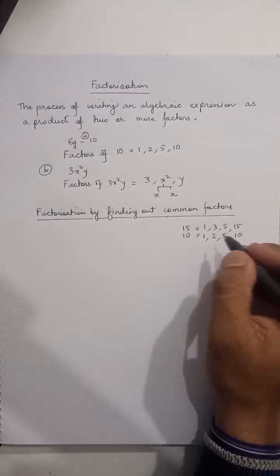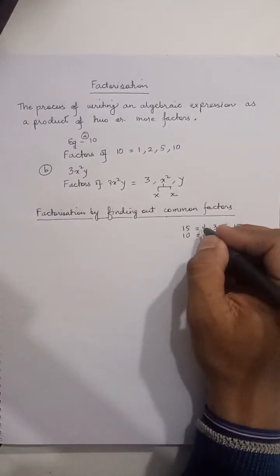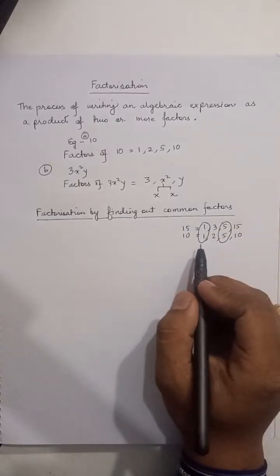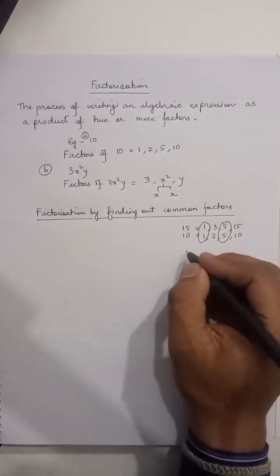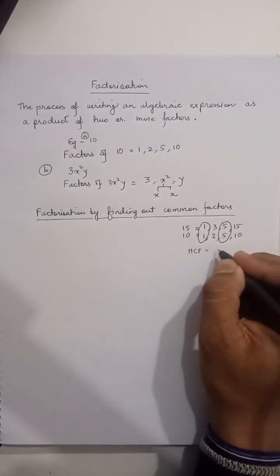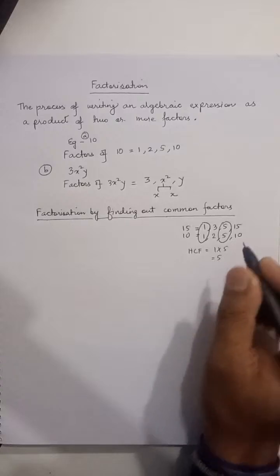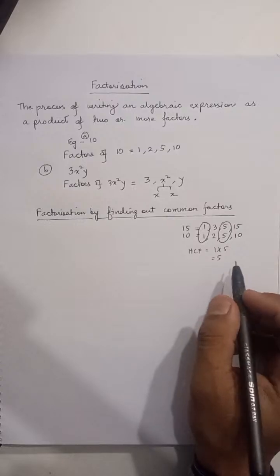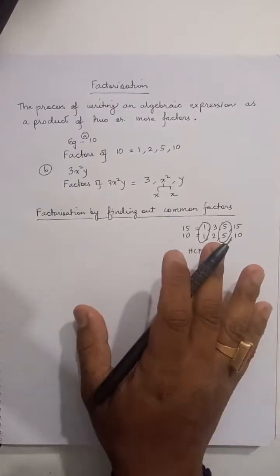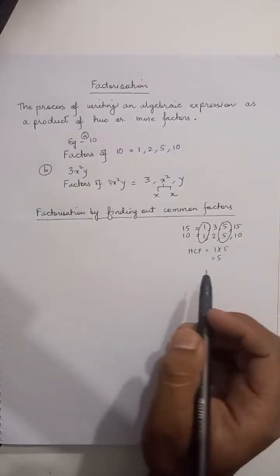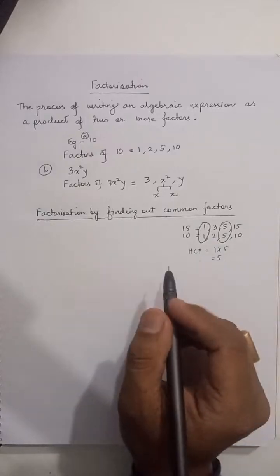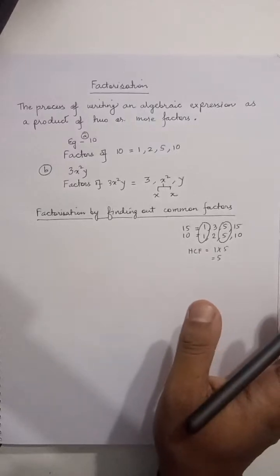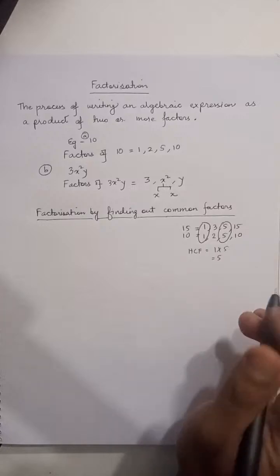Okay, so apart from 1 we can take 5 also. So the common factors are 1 and 5. And if we find the HCF, this is 1 into 5 equals 5. So HCF is highest common factor. Now similarly, we will find the common factors of two or more algebraic expressions, that is, find out the HCF of the two or more expressions, and then we will factorize.